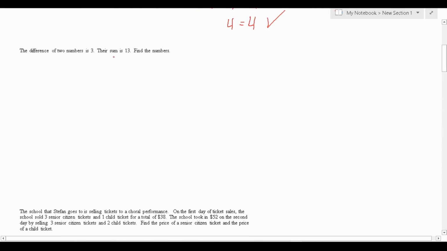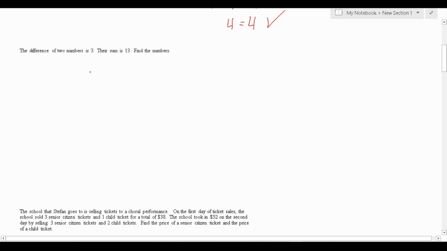The second question says the difference of two numbers is 3. Their sum is 13. Find the numbers. So this is a very similar question to the first one, and you will see something like this on the ASVAB more than likely.